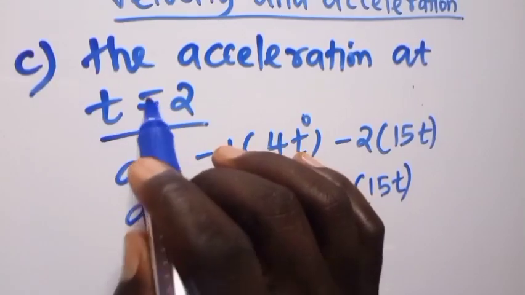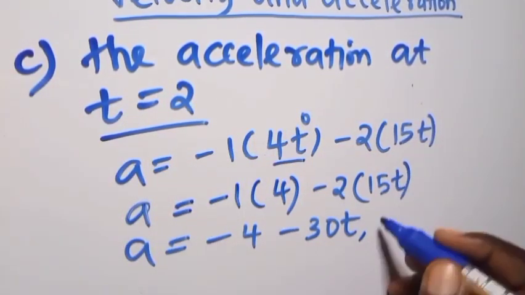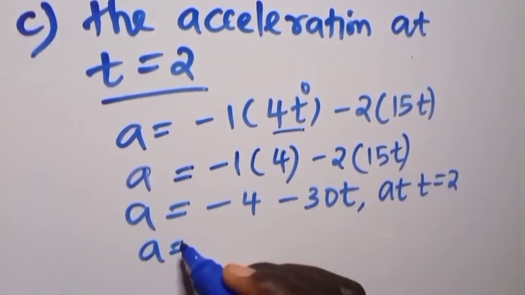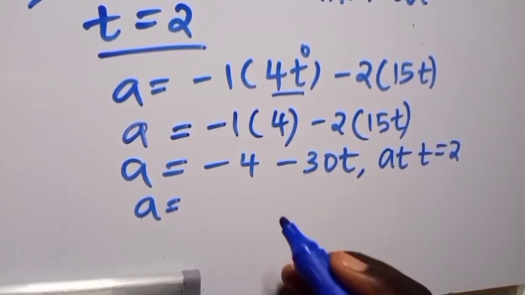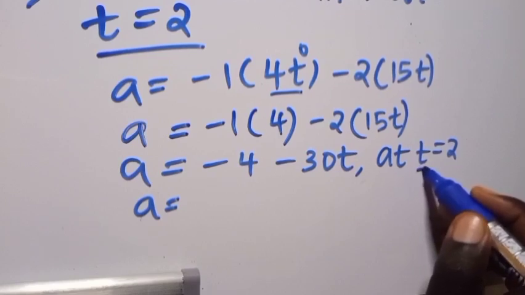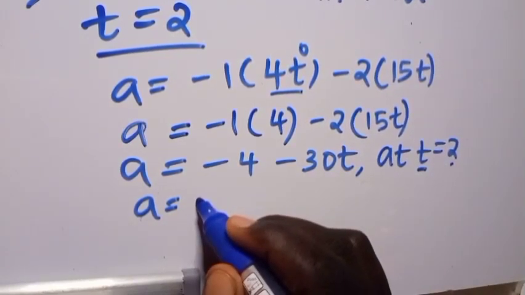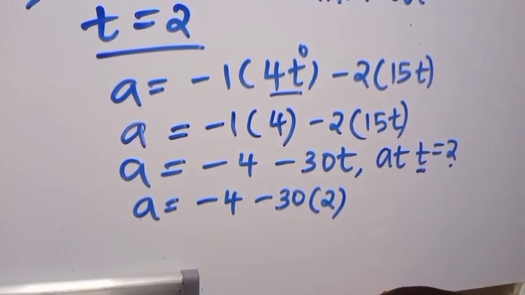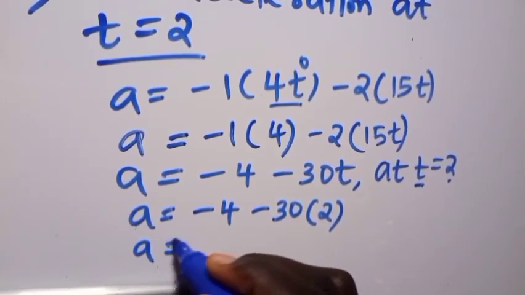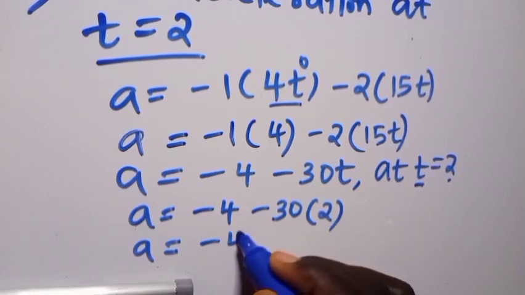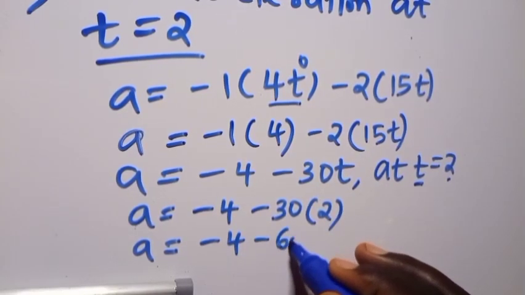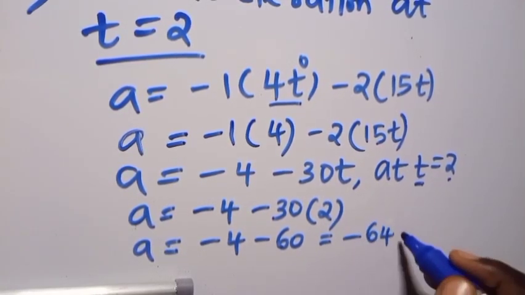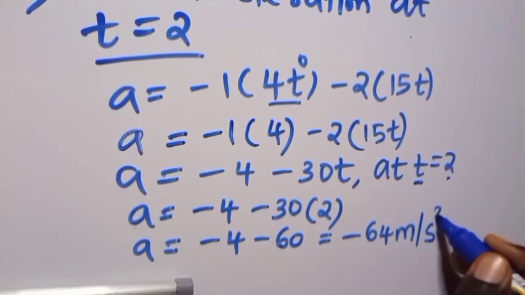Now, they say find the acceleration at t equals 2. At t equals 2, what will be our acceleration? We have to substitute our value of t with 2. Therefore, it will be negative 4 minus 30 into 2. Negative 30 times 2 is negative 60, and negative 4 minus 60 is negative 64 meters per second squared.